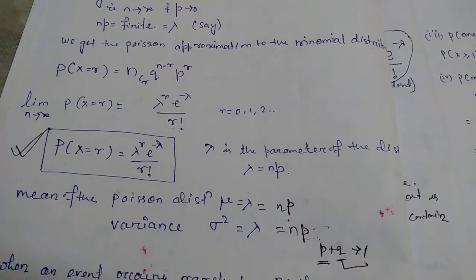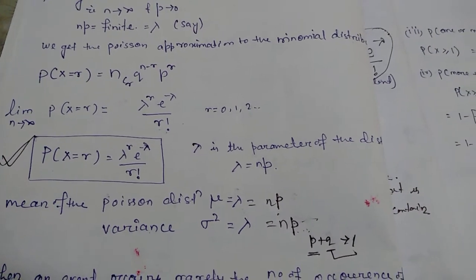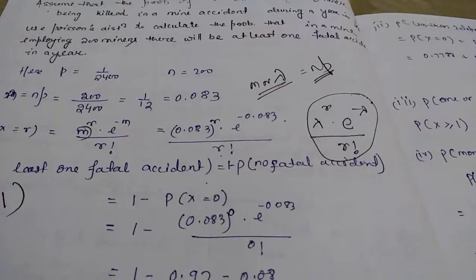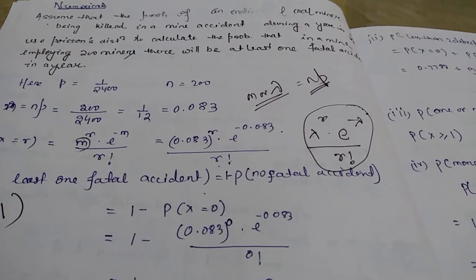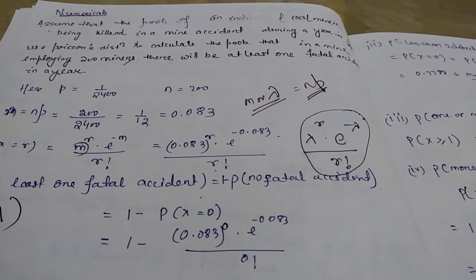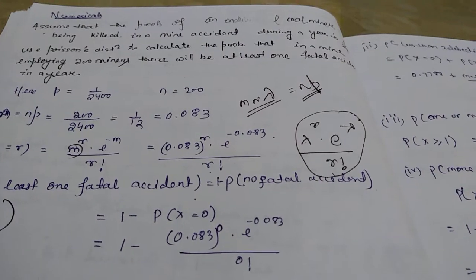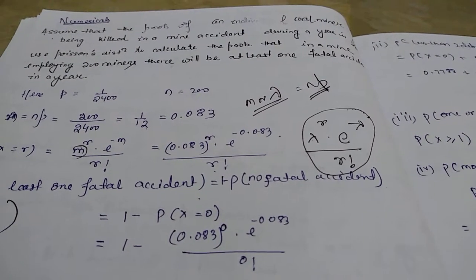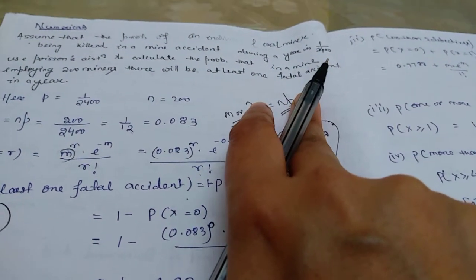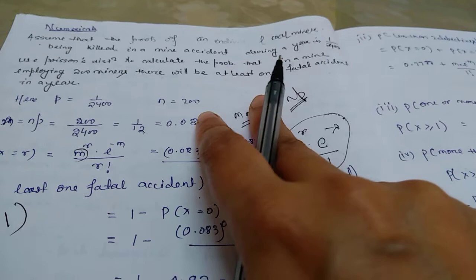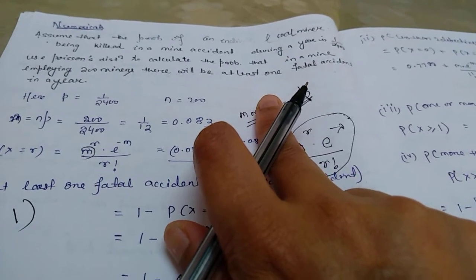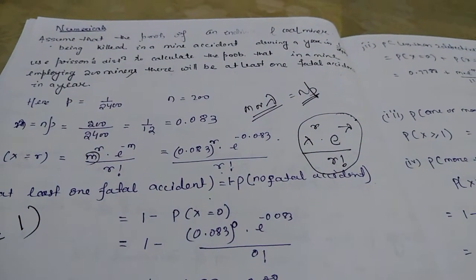Now we will discuss some numericals based on this topic. Now let us calculate another numerical. Assume that the probability of an individual coal miner being killed in a mine accident during a year is 1 by 2400. Use Poisson's distribution to calculate the probability that in a mine employing 200 miners, there will be at least one fatal accident in a year.